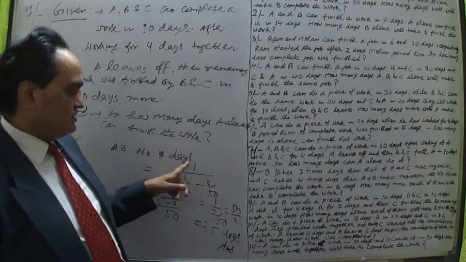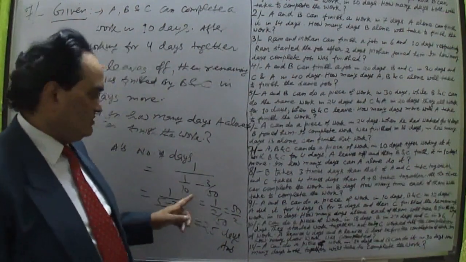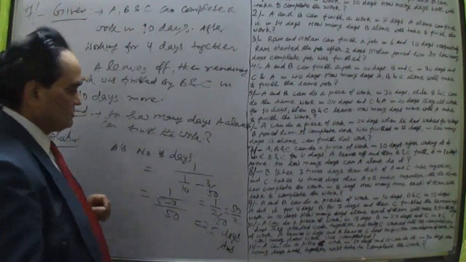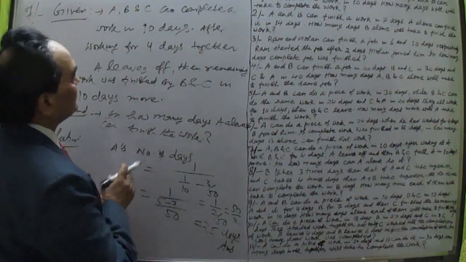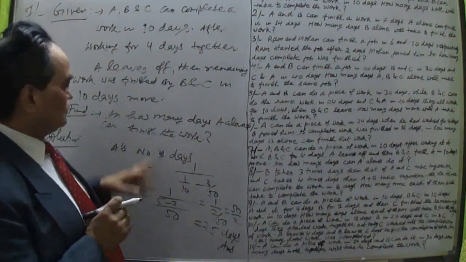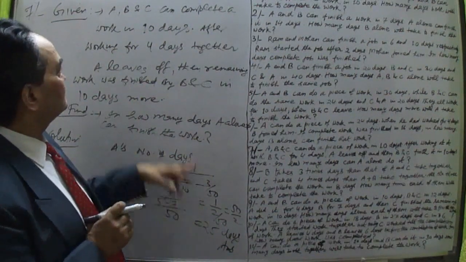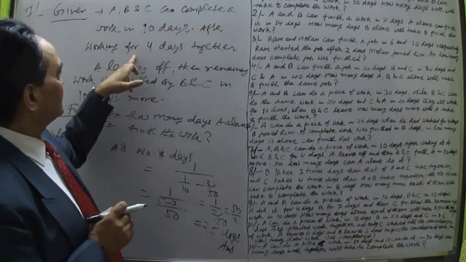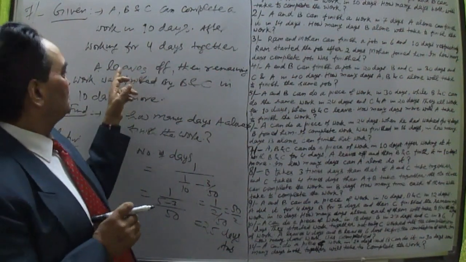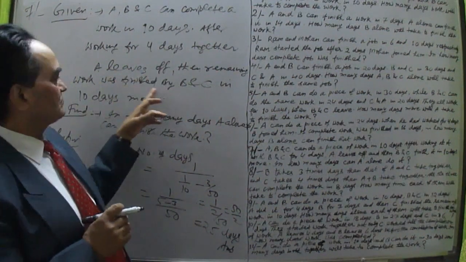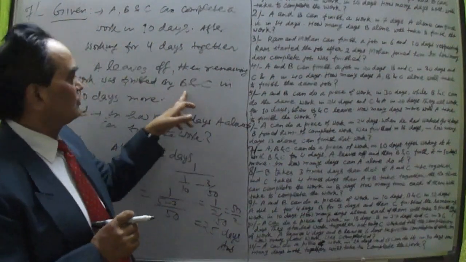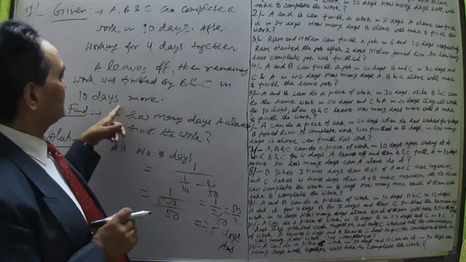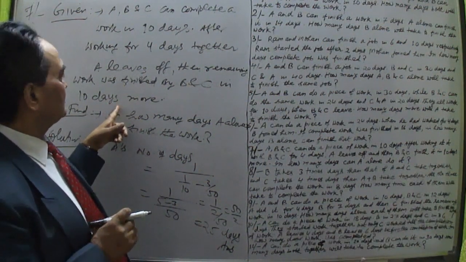A's number of days equals 1 upon the work, divided by 3 upon 50 subtracted from 1 upon 10, because 1 upon 10 is what I have done already. So A's work we have to calculate here. B's work is 1 upon 10. A, B and C, all three can do this work. Then we calculated that after working for 4 days together, A leaves, then the remaining work was finished by B and C. So B and C's work we have calculated for 3 days. Finally, we got 10 days. The work was completed in 10 days.